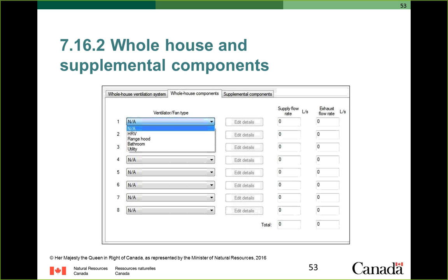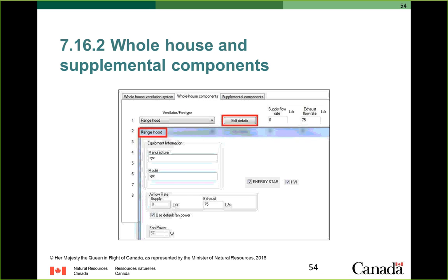The other 2 screens are identical in appearance, with the exception that a dryer may be modeled only as a supplemental component. It is not necessary to model any dryer information, as it will be automatically factored in when calculations are performed. From the ventilator fan type drop-downs, select the systems that are part of the whole house system or are supplemental components and model respectively. Click on the Edit Details button for each type to enter various details regarding the ventilator fan type selected.